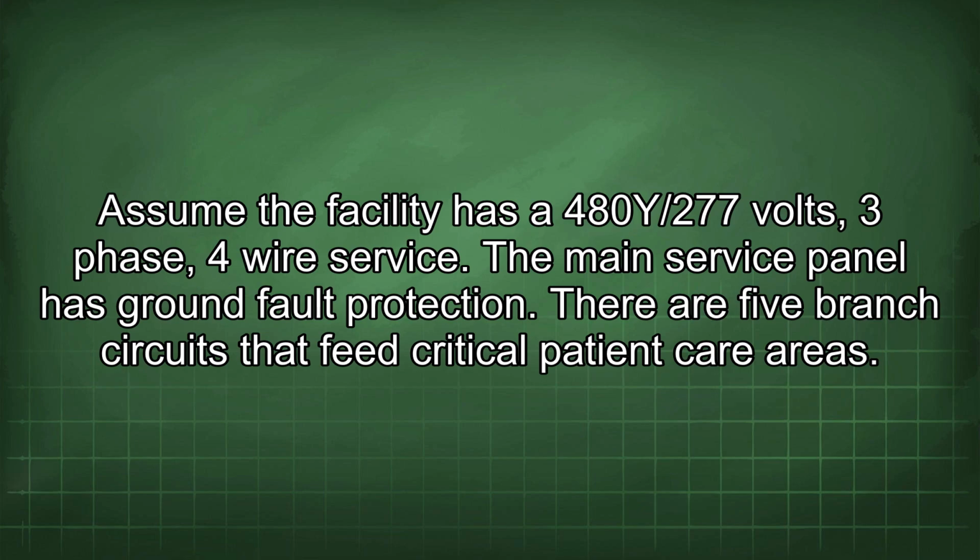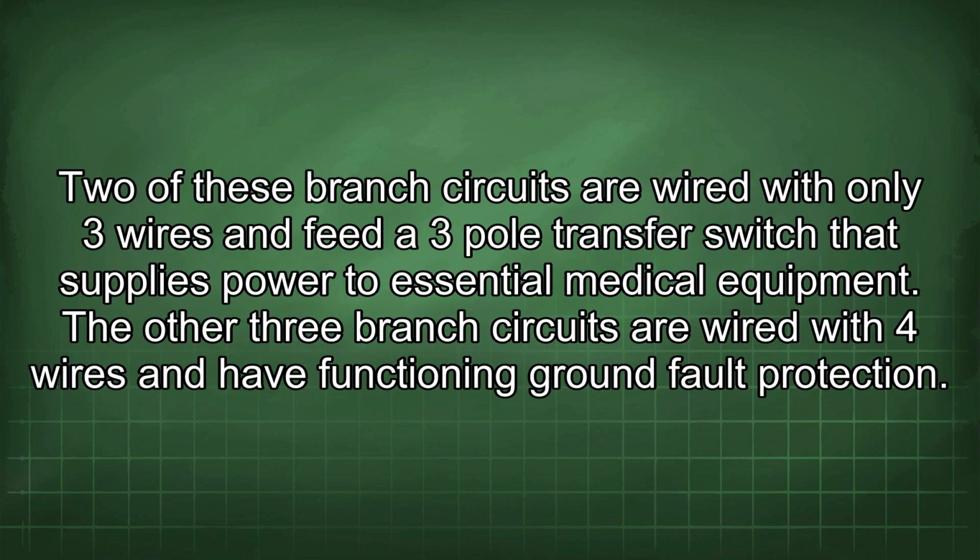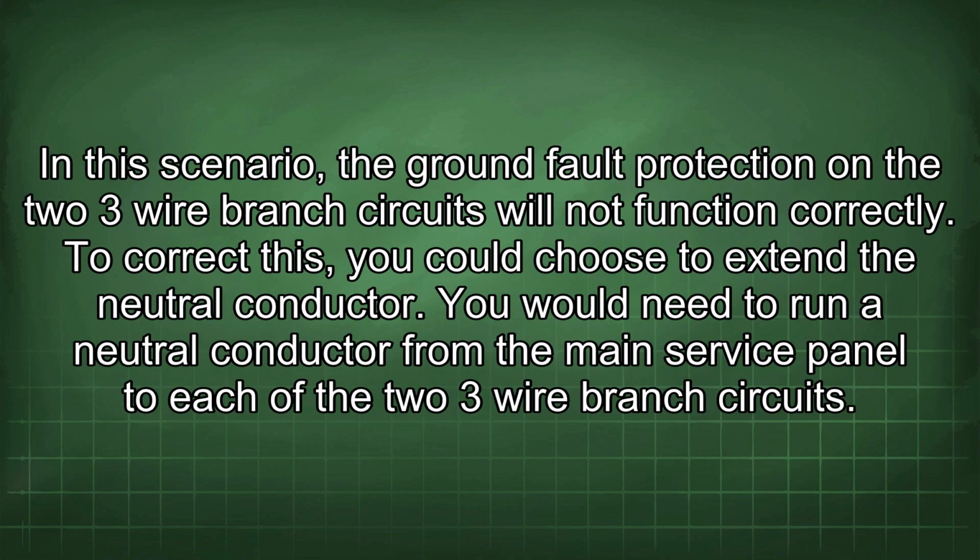There are 5 branch circuits that feed critical patient care areas. 2 of these branch circuits are wired with only 3 wires and feed a 3-pole transfer switch that supplies power to essential medical equipment. The other 3 branch circuits are wired with 4 wires and have functioning ground fault protection. In this scenario, the ground fault protection on the 2 3-wire branch circuits will not function correctly. To correct this, you could choose to extend the neutral conductor.